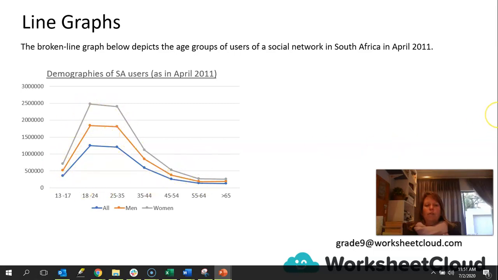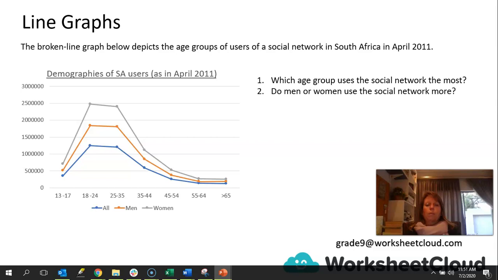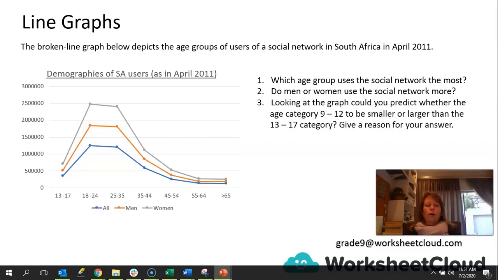So already we can sort of tell something from this data, but let's see what we need to do with it. First of all, it's going to ask us which age group uses a social network the most. Do men or women use social network more? Looking at the graph, could you predict whether the age category 9 to 12 would be smaller or larger than the 13 to 17 category, and give a reason for your answer?